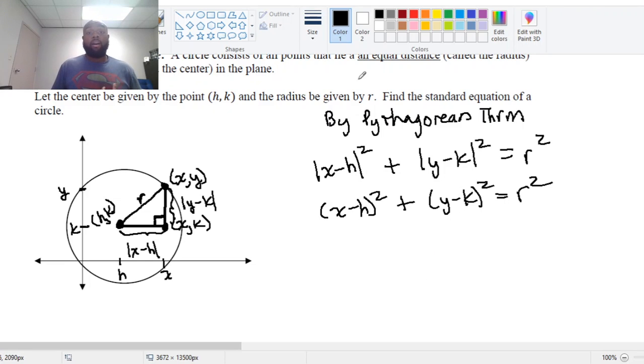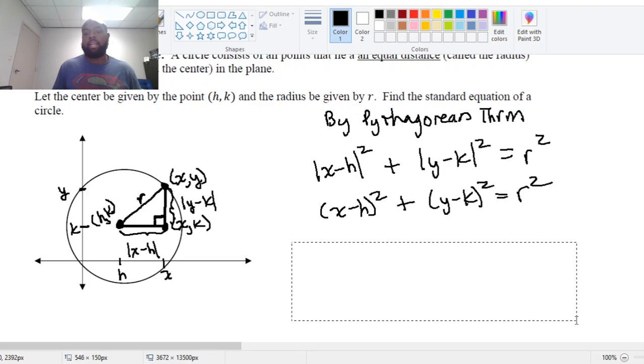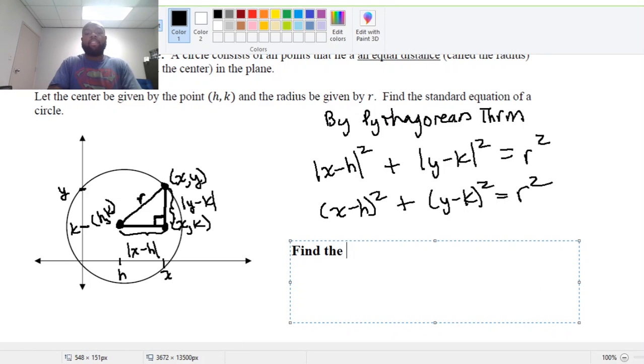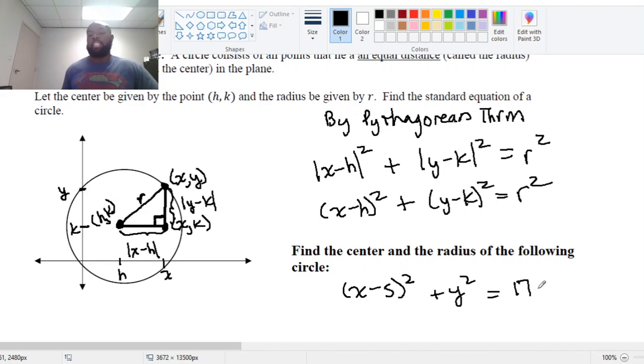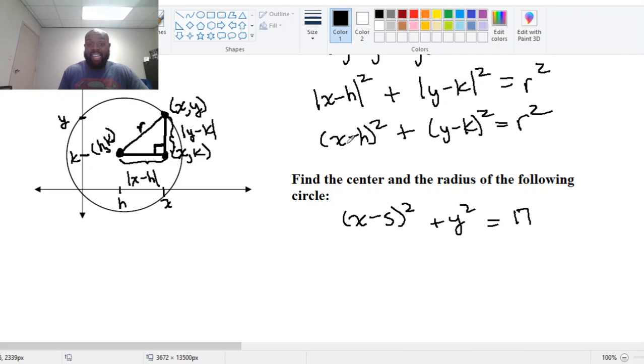And so if I give you an example, an equation, so let's look at an example here where we find the center and the radius of the following circle. And this circle is going to be given by this equation here: (x minus 5) squared plus y squared equals 17.